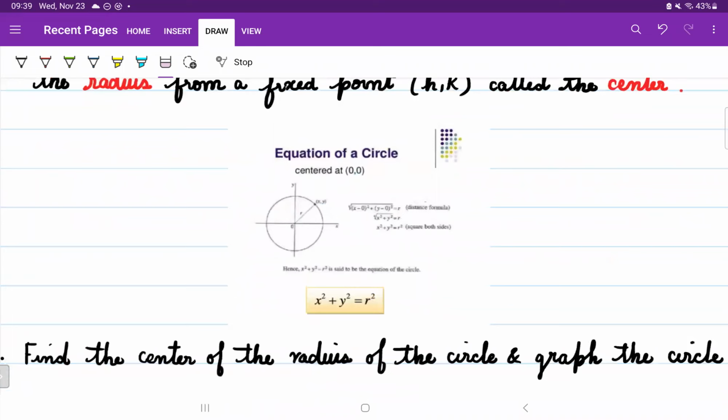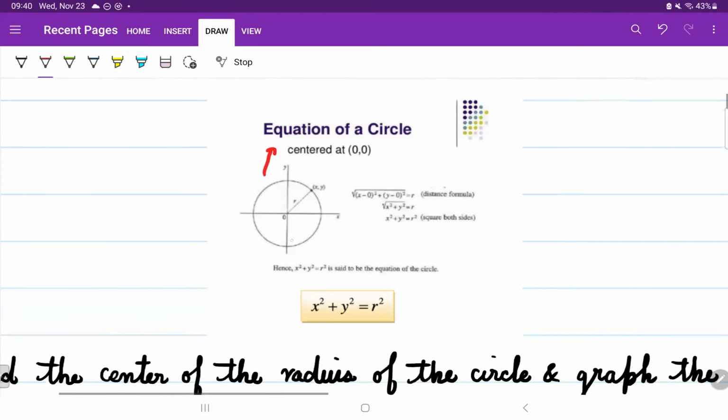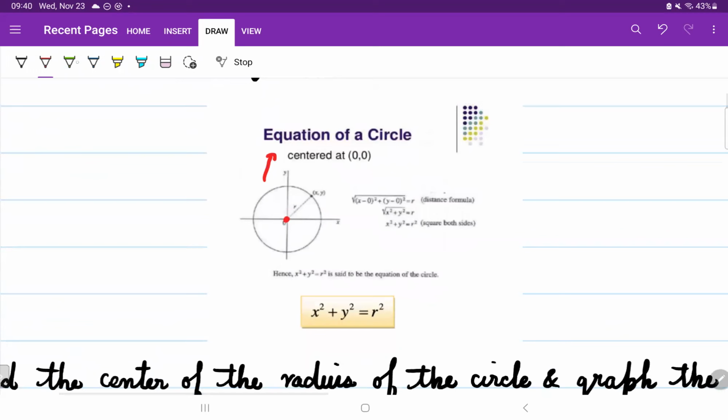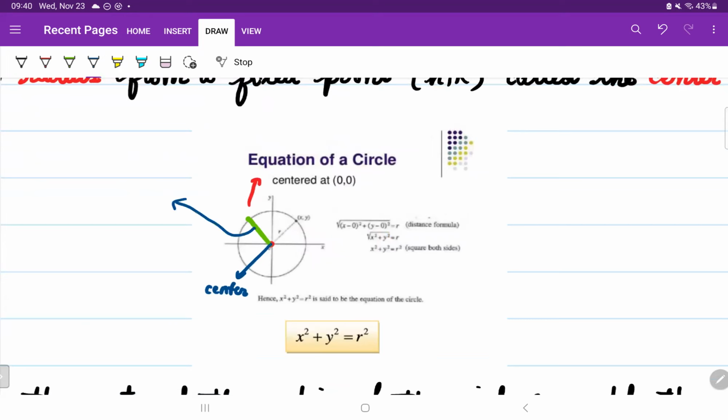Let me zoom into this figure here. On the left here, we have a circle. This is the center. And the distance from the center to the edge of the circle is called the radius. So this here is the center, and this here is the radius.